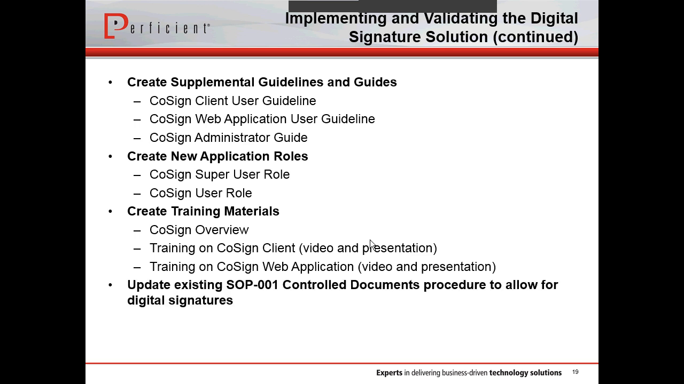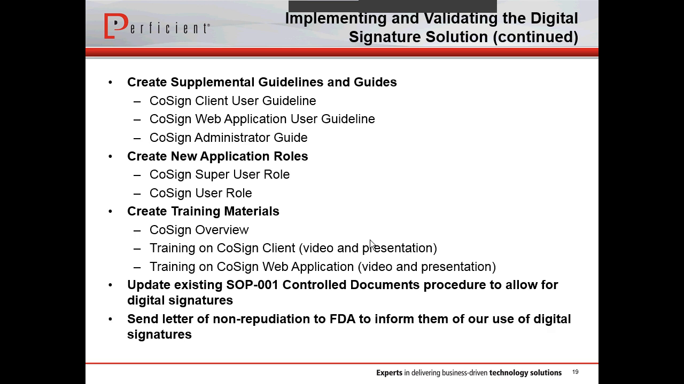Finally, we had to look at our existing procedures, and there were modifications that needed to happen to those procedures, and in particular our controlled documents procedure needed to be updated to allow for digital signatures. And then another important part about crossing our T's and dotting our I's is to send a letter of non-repudiation to the FDA to inform them of the use of our digital signatures.